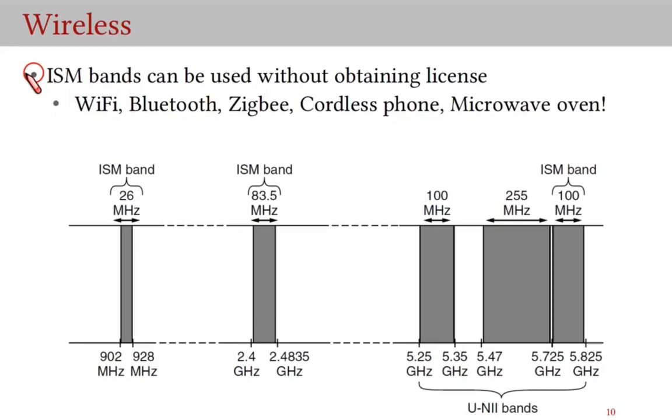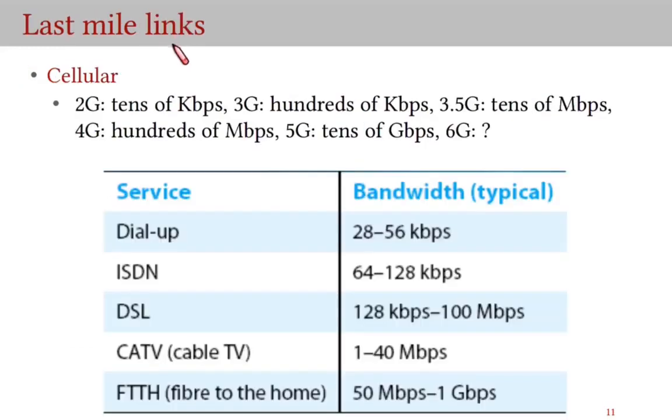The ISM bands are shown here. So there's one that operates around 902 to 928 megahertz. There is one that's 83.5 megahertz wideband at 2.4 gigahertz. And then there are three bands collectively known as 5 gigahertz bands. This term last mile links refers to the links that connect internet access points at customer locations to the internet service providers.